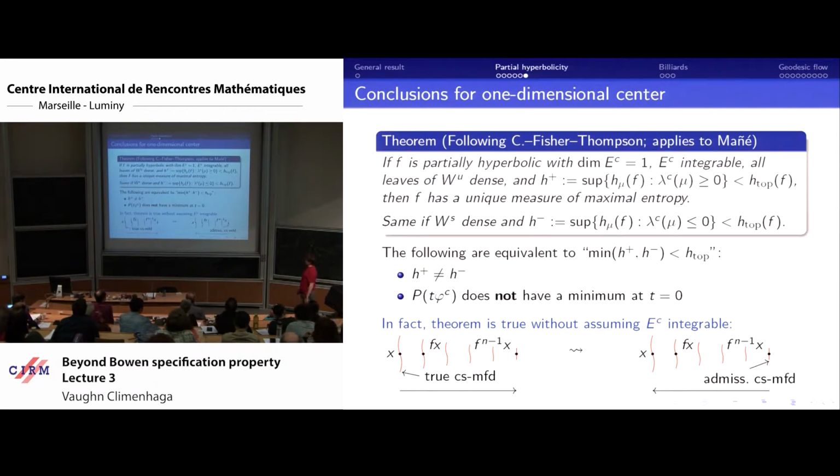Remaining two comments. The condition that you need is that either H plus or H minus is less than the topological entropy. There are two equivalent ways of formulating that, which you may or may not find useful. One way is that they should be different, because the topological entropy, by the variational principle, is the maximum of them. So you want the minimum to be smaller than the maximum, so they should be different.